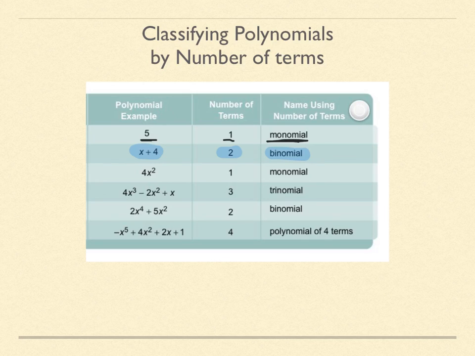In the next example, we only have 1 term, so again, it's just a monomial. In the 4th example, we have 3 terms. We can't combine any of these, so it's a trinomial. And in the last one, we have 4 terms that we can't combine, and it's just a polynomial of 4 terms. So there's only names for 1, 2, and 3, but anything above that, you would just call it a polynomial of however many terms it has.